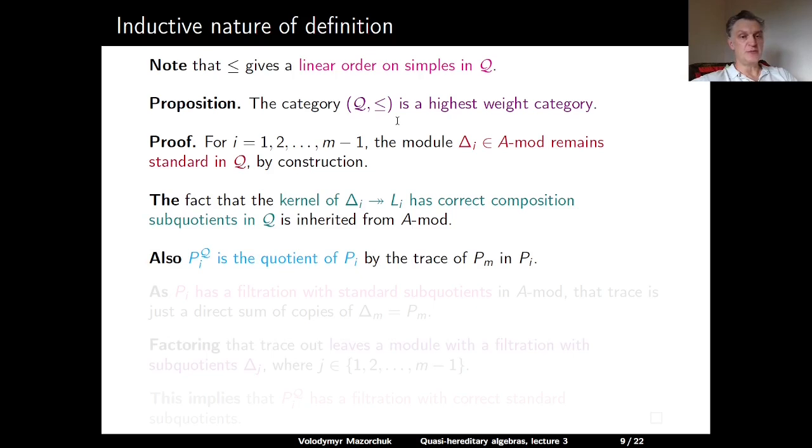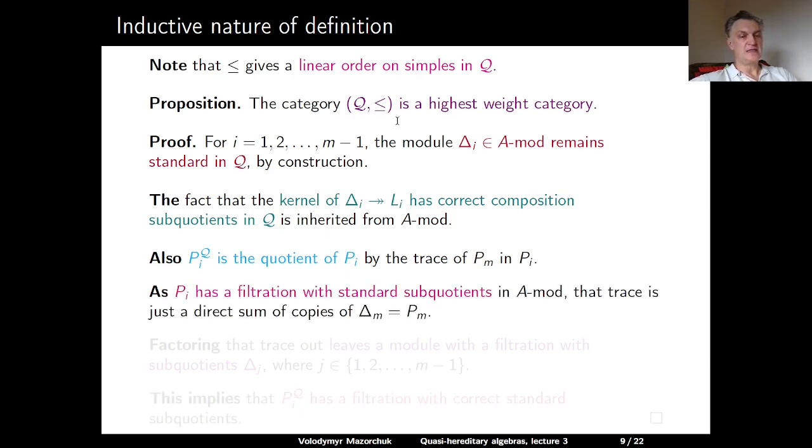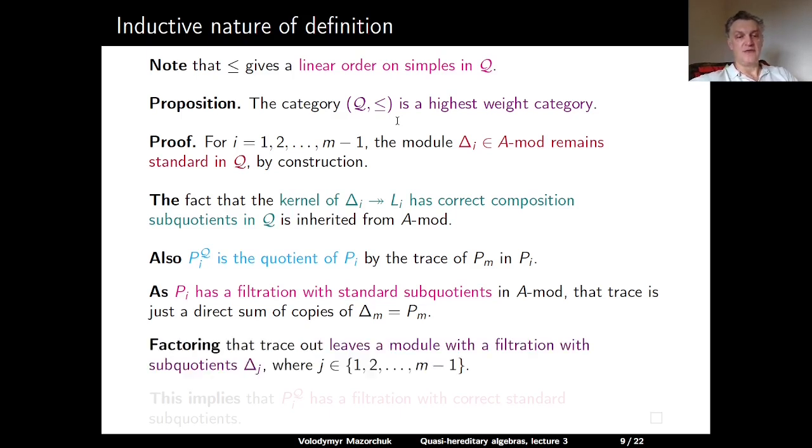Also, the indecomposable projective cover Pi upper Q is a quotient of Pi by the trace of the maximal projective Pm in Pi. Since Pi has a filtration with standard subquotients in A mod, because A mod is a highest weight category, that trace is a direct sum of copies of delta M, where M is a maximal index in A mod, which is just the projective module Pm. And if we factor out this, we get a module which has a filtration with subquotients delta J, where J is between 1 and M minus 1. And this means exactly that Pi upper Q has a filtration with correct standard subquotients. And this completes the proof of our proposition.